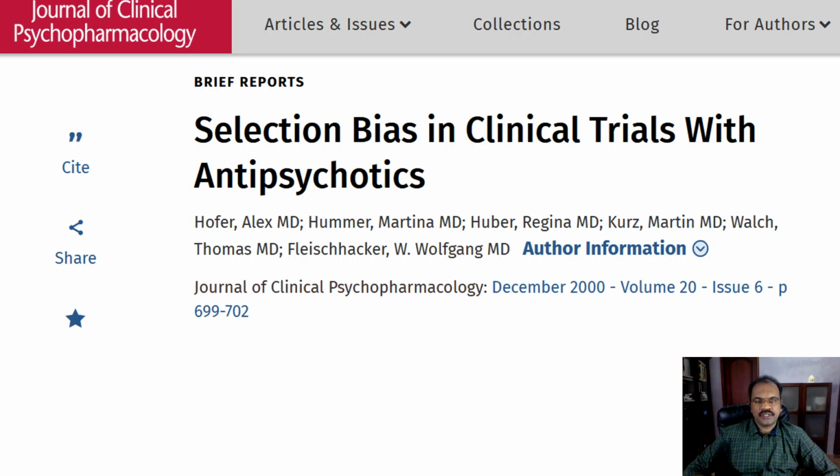the selection bias in clinical trials with antipsychotics. What the authors did was, in their center there are lots of patients with schizophrenia. Many of them are taken up for various clinical trials, various efficacy trials of various antipsychotics. So the authors wanted to assess whether the people who are selected for the randomized controlled trials are representative of all the schizophrenia patients they have in their center.